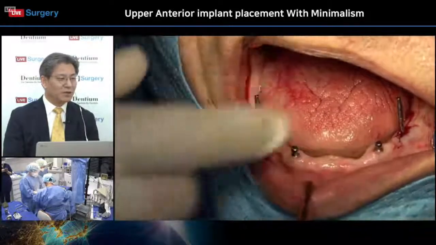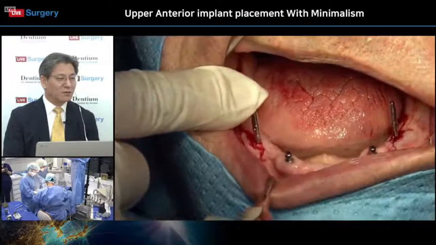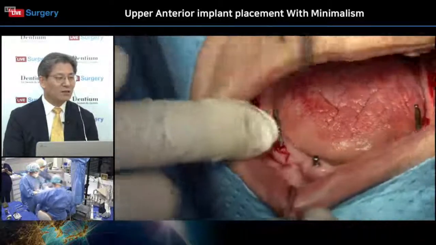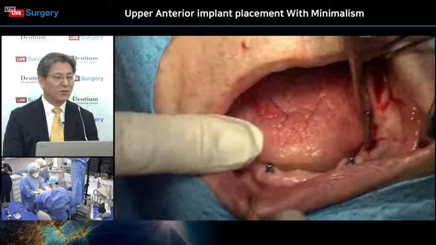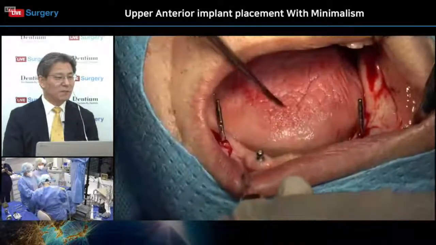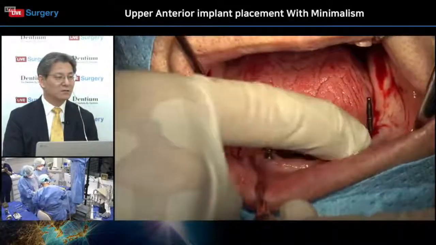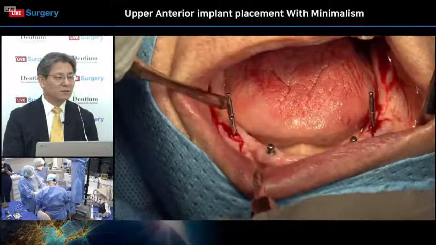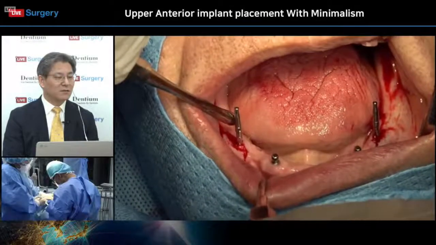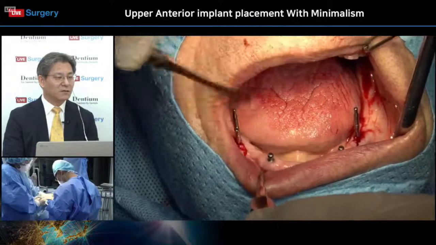Okay, so two guiding pins installed in the osteotomy site. So checking the parallel. Because there are two overdentures, so you must follow the parallelism together with the overdentures.